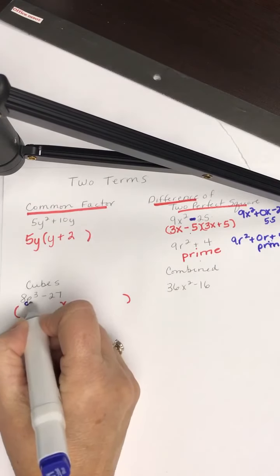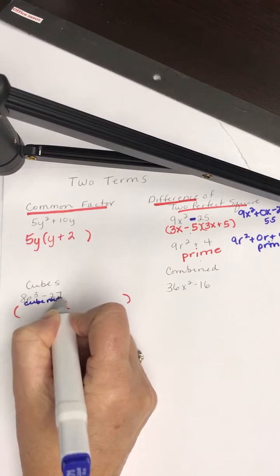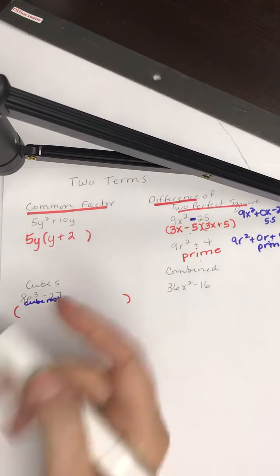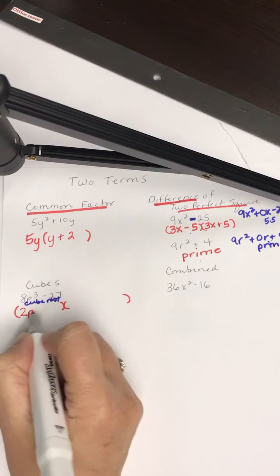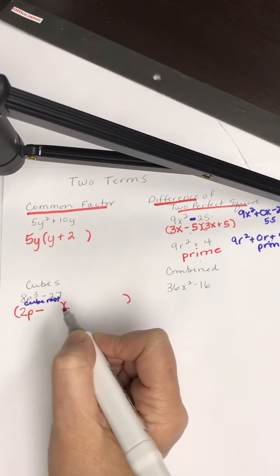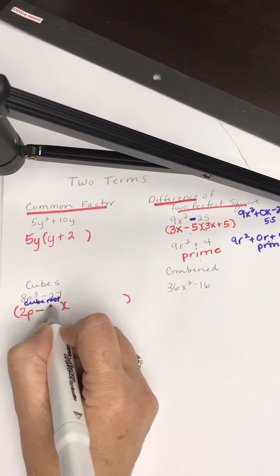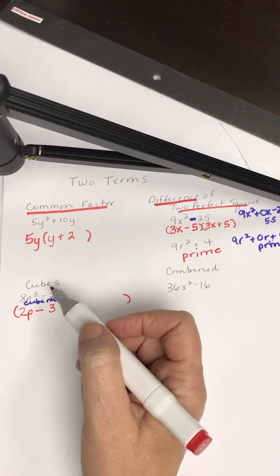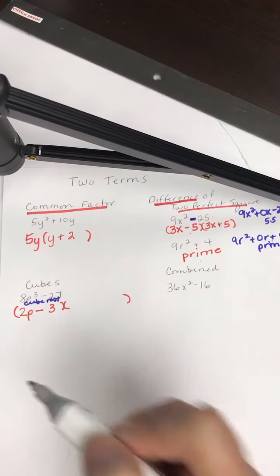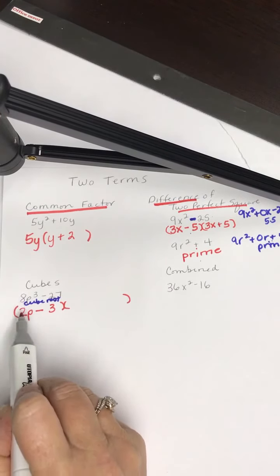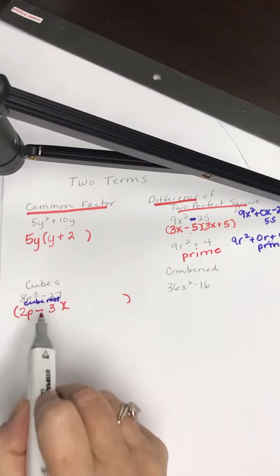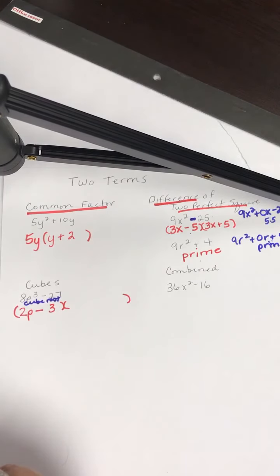where first you're going to take the cube root of everything. So I'm going to say the cube root of 8 is 2. The cube root of p to the third is p. The minus comes down, and the cube root of 27 is 3. By cube root, I mean what multiplies times itself 3 times in order to get an 8. So that's 2 times 2 times 2 is 8, or 3 times 3 times 3 is 27.